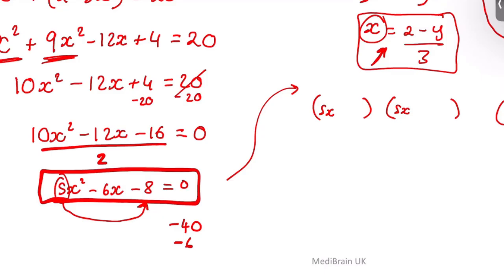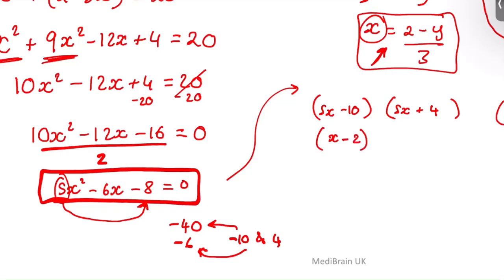Okay, so minus 10 and 4. Minus 10 multiplied by 4 gives you minus 40, and minus 10 add 4 gives you minus 6. So I'm going to put minus 10 and positive 4 in the brackets. Now this first bracket can be simplified because both of them are multiples of 5. So 5x divided by 5 is just x, and minus 10 divided by 5 gives you minus 2.